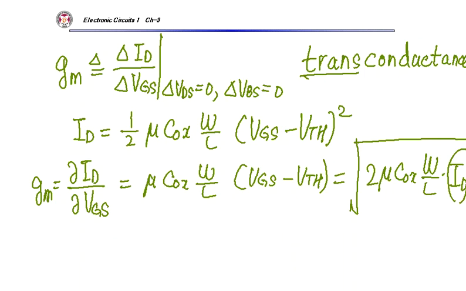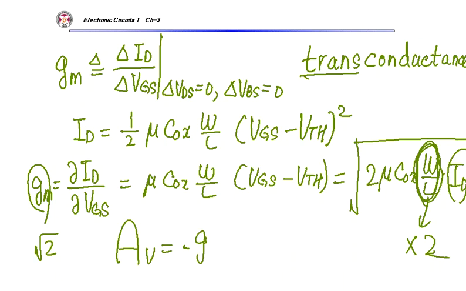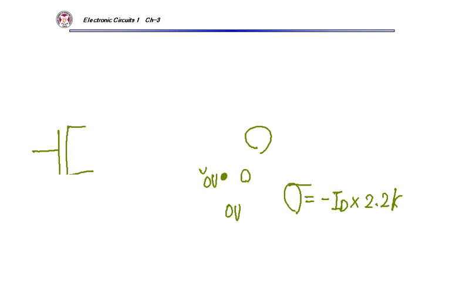So for the same DC operating point current, if I increase W over L twice by connecting two transistors in parallel, then my gm is increased by square root 2, okay? Then my small signal voltage gain will be increased by square root 2, okay? At the same DC current. Yeah, question? No?